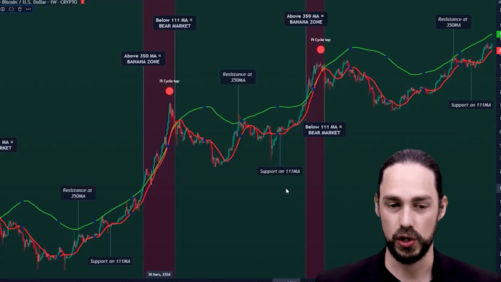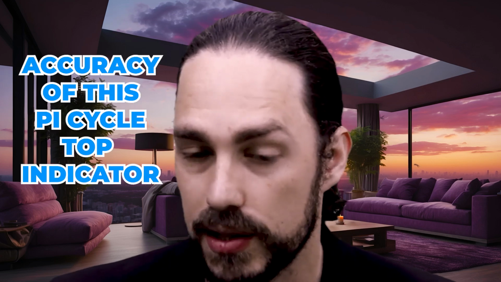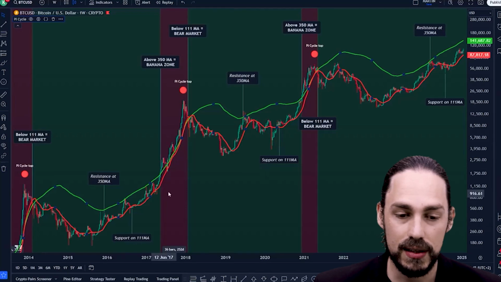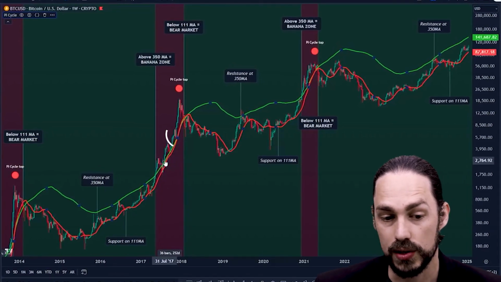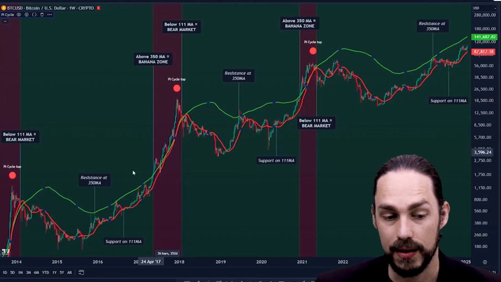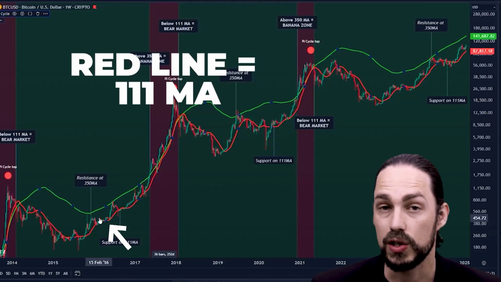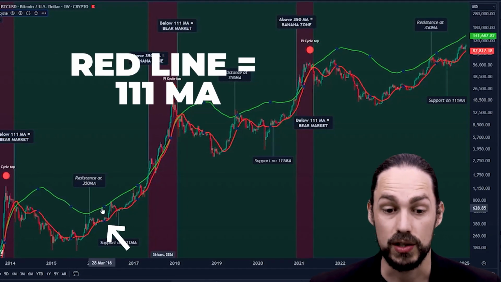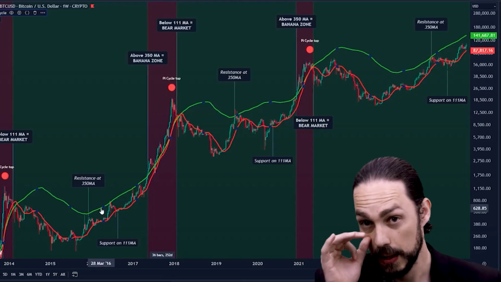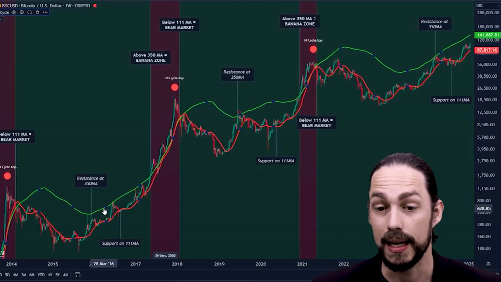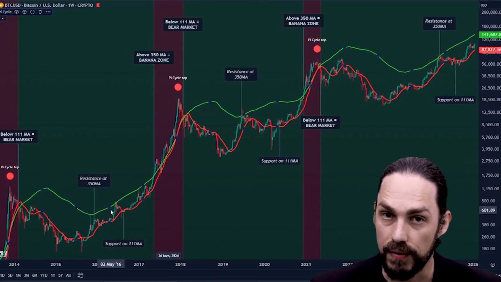But looking at this chart, one thing that jumps out to me immediately is the accuracy of this Pi Cycle Top Indicator with previous bull runs. We can see that every single time the red line crosses above the green line. Now the green line is the 350 moving average and the red line is the 111 moving average, and it's on top of the weekly chart at the moment. So it's taking the daily moving averages and playing around with that. And we can see something fascinating happen.